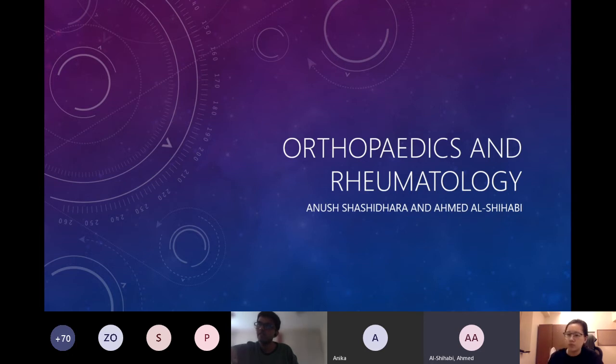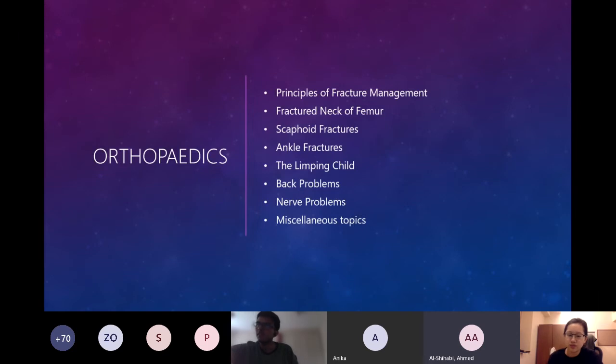So first thing is orthopedics. So what I will go through individually with all of you is, first off, the principles of fracture management, the always brought up fractured neck of femur, then scaphoid fractures, ankle fractures, talk a bit about the limping child and neuropathies found on the upper and lower limb. I've got a list of miscellaneous topics at the end, which I will whiz my way through so that Anusha can start with rheumatology, because there is more to that.